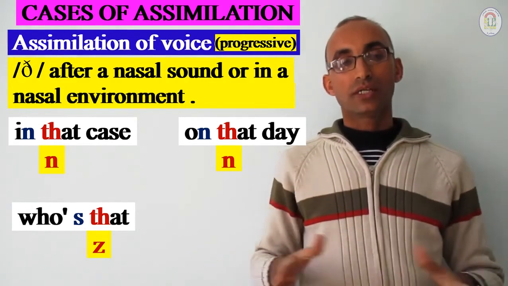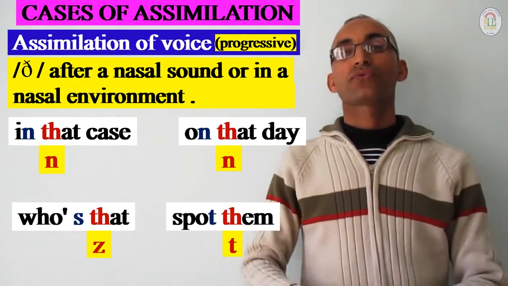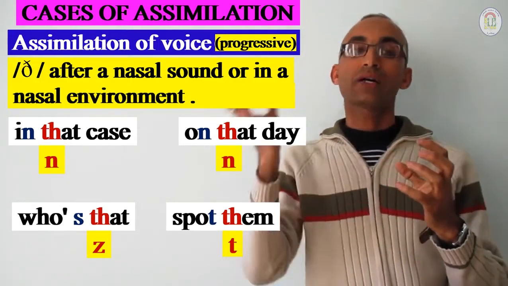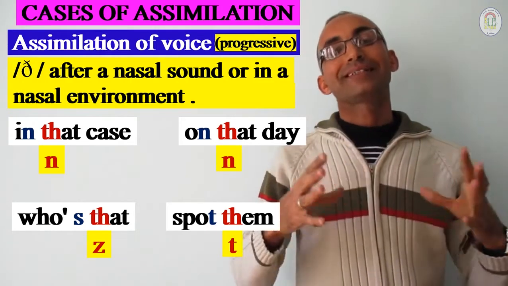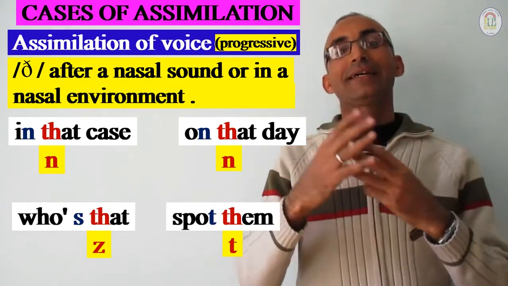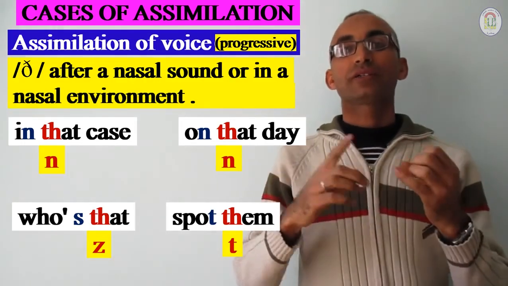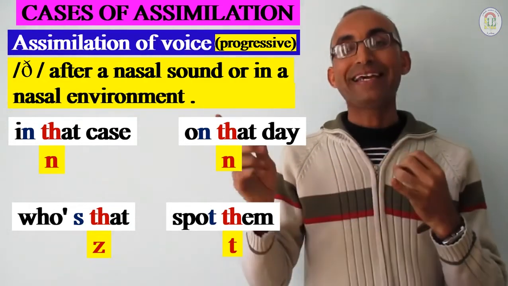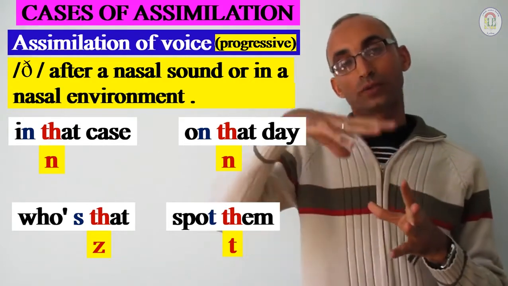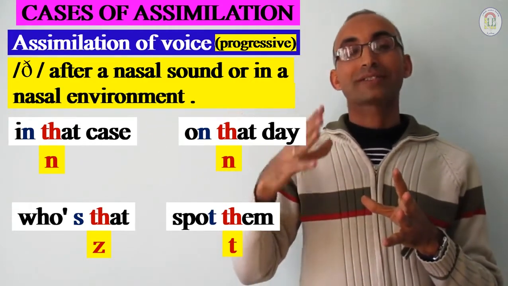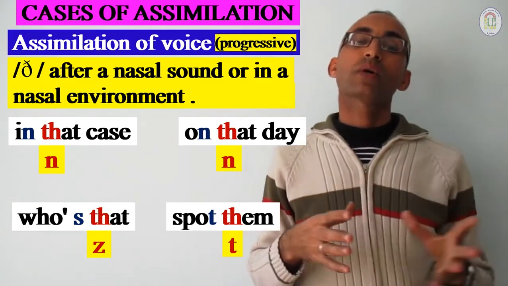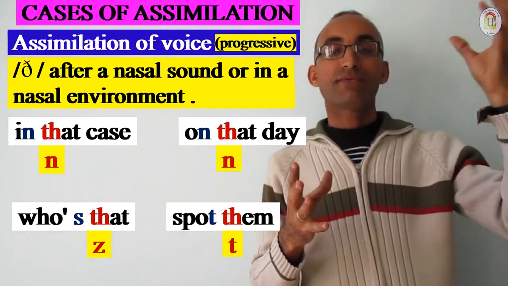Right, so these are simply different cases for assimilation of voice, right? When a sound influences another sound, okay, and they become similar in three aspects. I mean, assimilation in place of articulation, in manner of articulation, and also in the quality of voicing. Whether in regressive case, when a sound after it influenced it, or progressive case, when a sound before it influenced it.